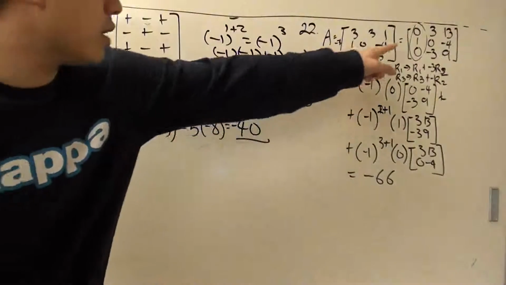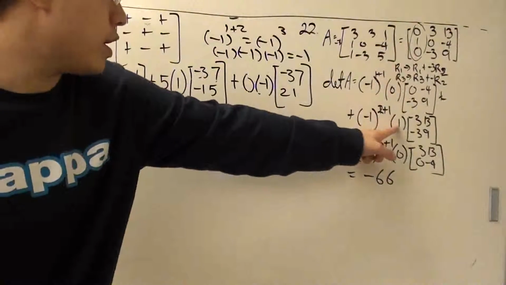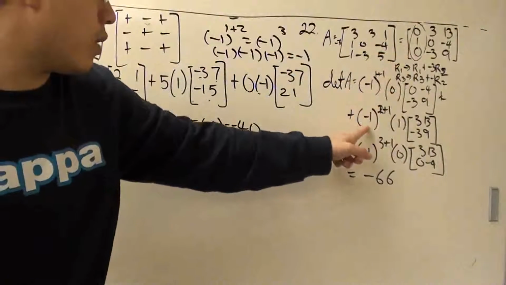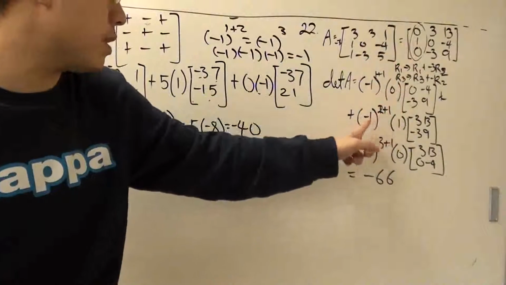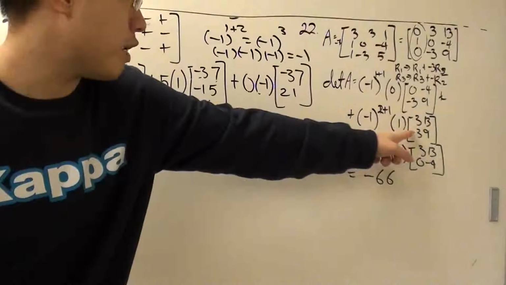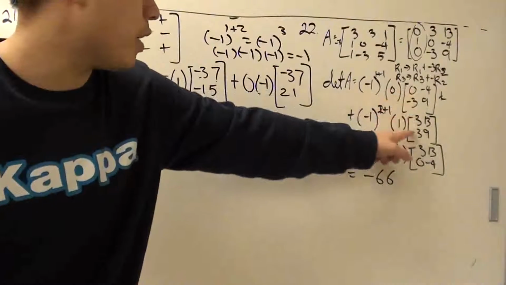And the second one's going to be 1. So 1's right here. That is going to be negative 1 to the power of 2 plus 1, because that's the second row and first column, so that's going to be a negative number. And then I have the rest of this. And remember how we got this, right?